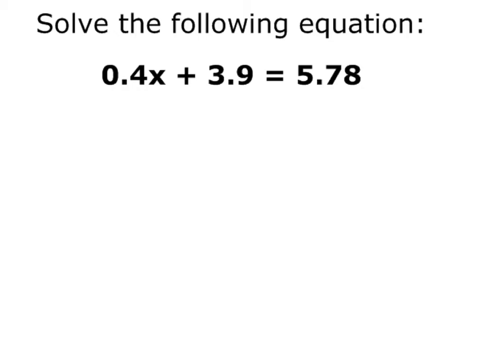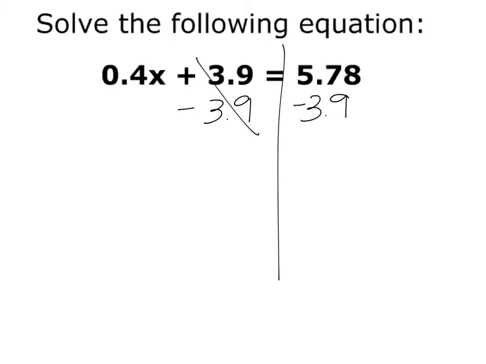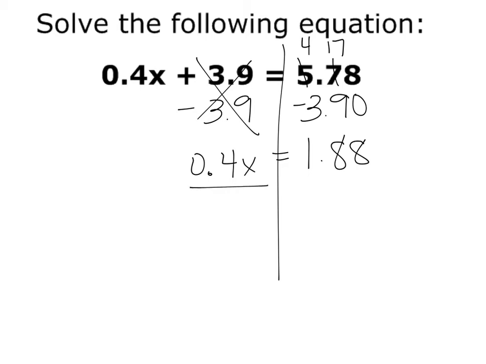Alright, the next type of problem is dealing with decimals. Now there's two ways you can go about doing this. If you are comfortable with dealing with your decimals, you can do your great divide and do minus 3.9 on both sides. Those cancel out. You have your 0.4x, which is equal to 4.88. And then you can divide by 0.4, divide by 0.4.